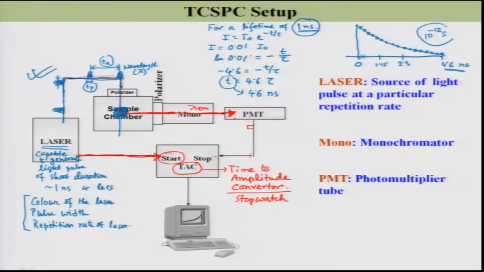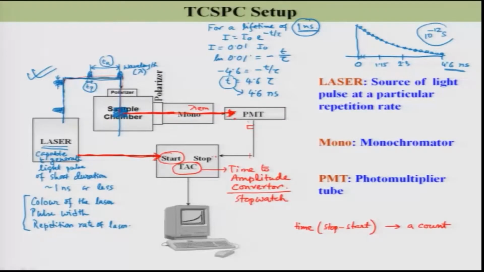So, in this case what are you going to get? You will get a time, which is stop minus start, and for that particular time you will get a count, right. You remember that you have excited several molecules in your sample chamber. Some of them will emit at early times, some of them will emit at later times.